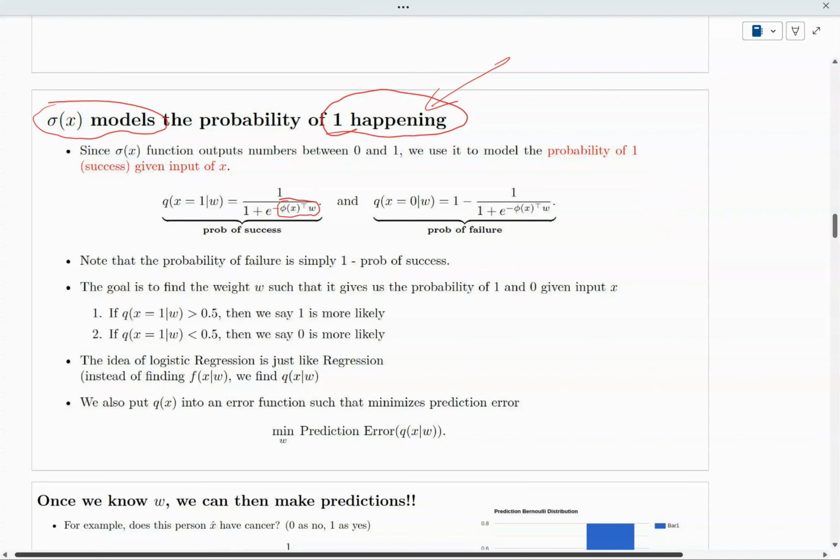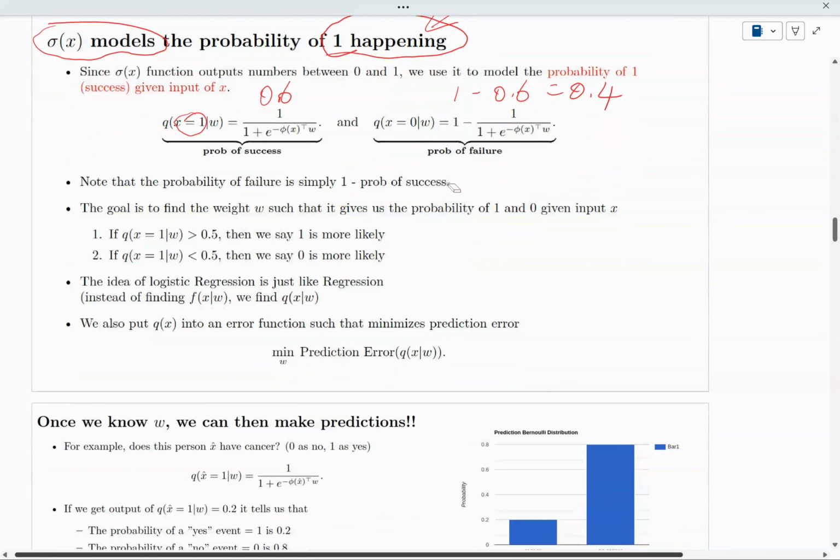This is some kind of function, similar to when we were doing linear regression and polynomial regression. This is some kind of feature map times w. Because this outputs a number between 0 and 1, this gives us the probability of success. So maybe success is 60%. And if that's the probability that x equals 1, then the probability of failure is 1 minus 0.6, which is 0.4. Note that the probability of failure is 1 minus the probability of success.